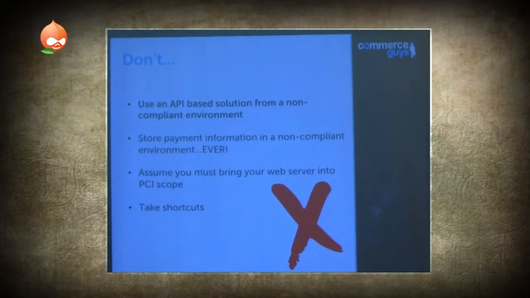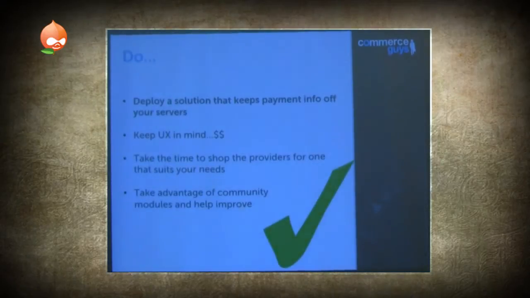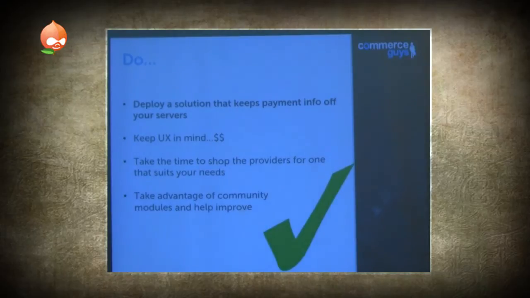Don't assume you must bring your web server into PCI scope. You should never assume that either. Again, there are plenty of ways now to completely separate your web server and your e-store from the PCI scope, and don't take shortcuts. But do deploy a solution that keeps payment info off your servers. Keep UX in mind. That's important because UX is money. Every barrier you put between your customer and the final transaction is going to cause a drop in conversion rate. Going off-site to make that payment is certainly a barrier.